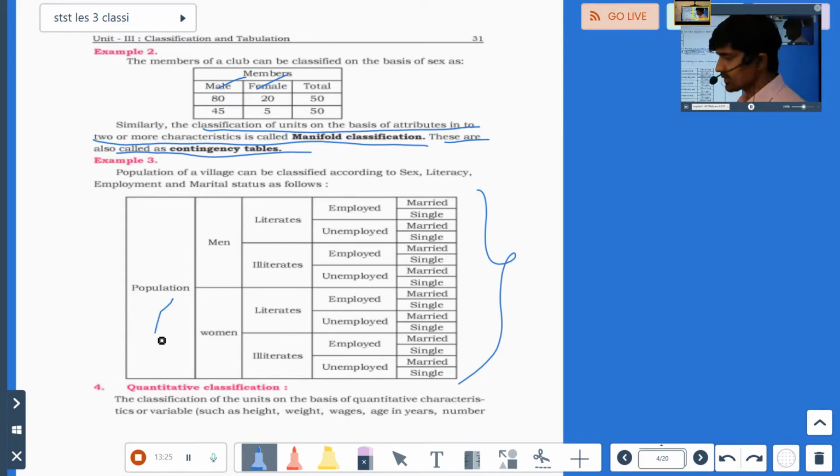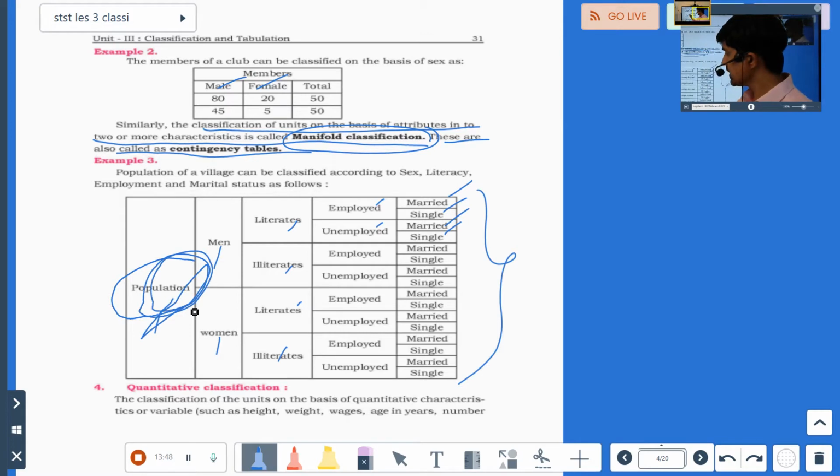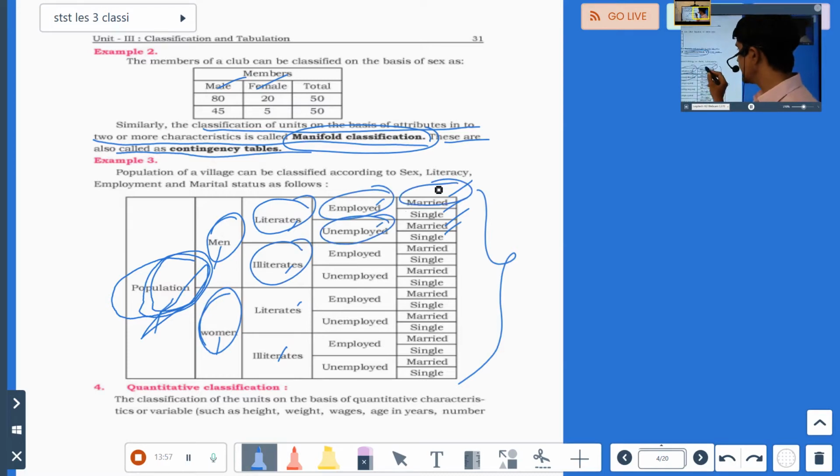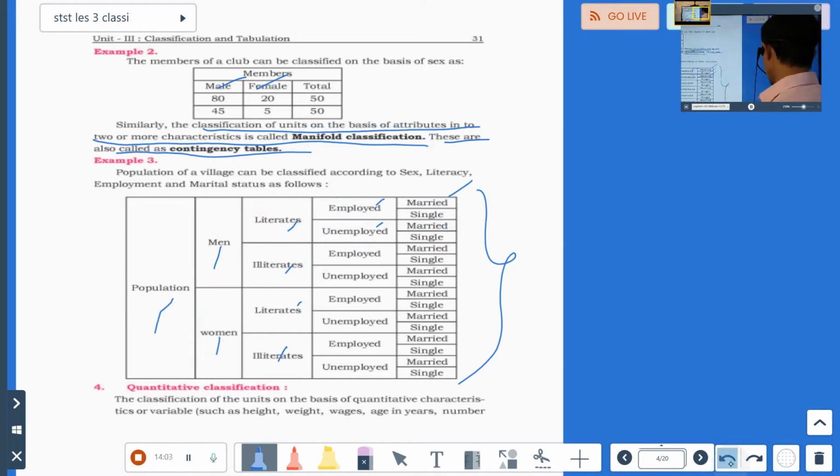See here, population is one characteristic. Then you have men and women, then literates and illiterates, then they have split it again into employed and unemployed, and again into married and single. Such classification is called manifold classification. Population here is divided into men and women, then literates and illiterates, then employed and unemployed, then married and single. They all come under qualitative classifications.